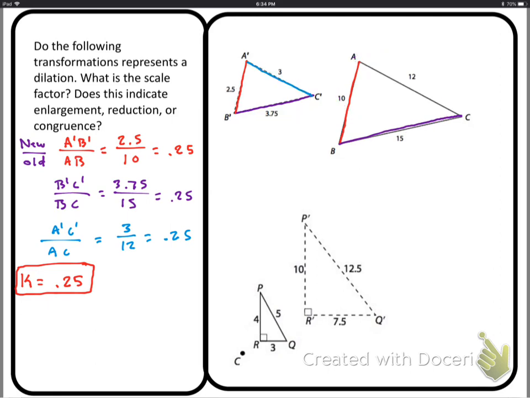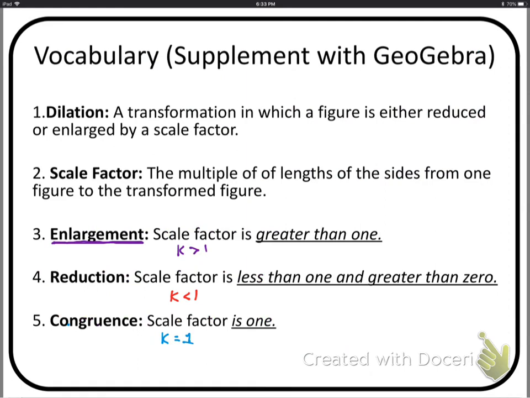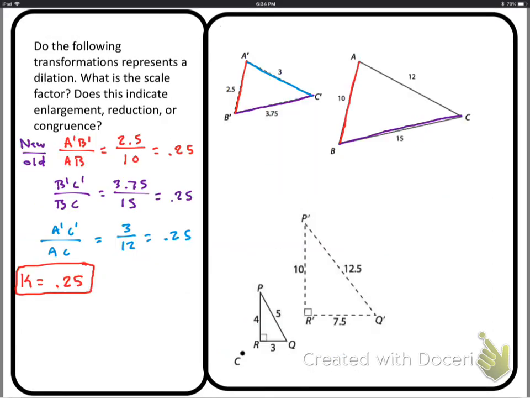But remember the rules for scale factor, go back here. It's a reduction if your scale factor is less than 1. Our scale factor here is 0.25. 0.25 is less than 1. Think of 0.25 as a quarter. A quarter is less than $1. This is a reduction.